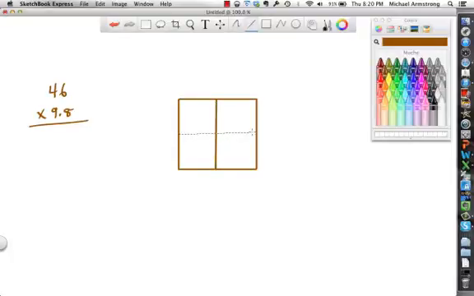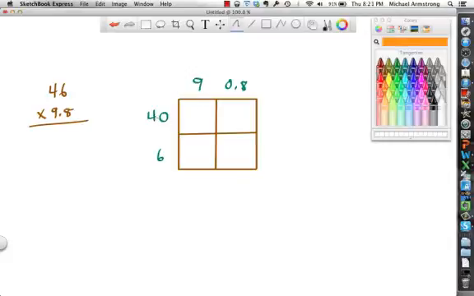As quickly as possible. Okay, and then 46 is 40 plus 6. And 9.8 is 9 plus 0.8. Okay, I think that makes sense to you. That should. And then we're going to go ahead and multiply. We're going to start with the big one here.